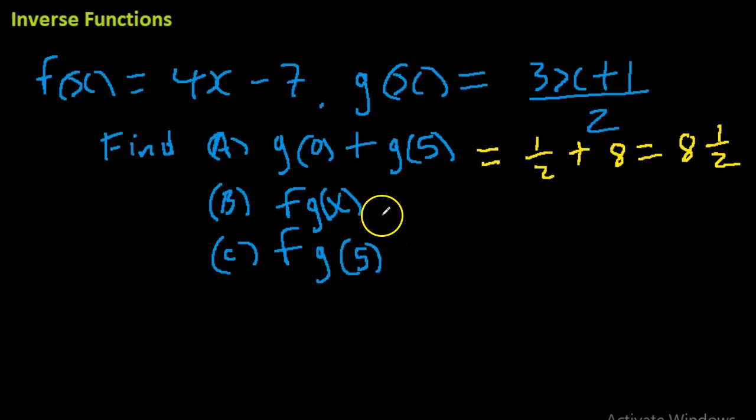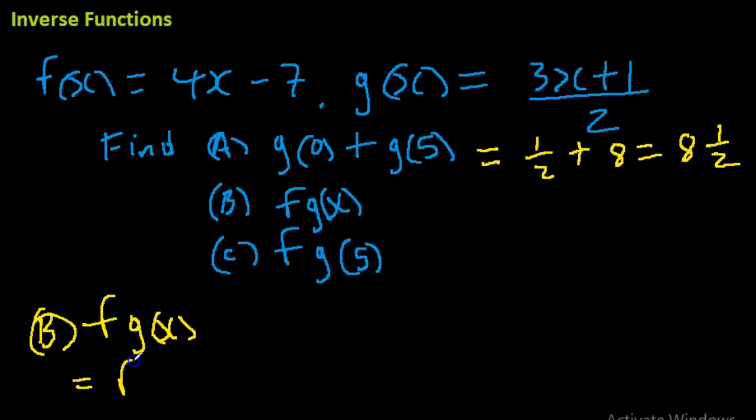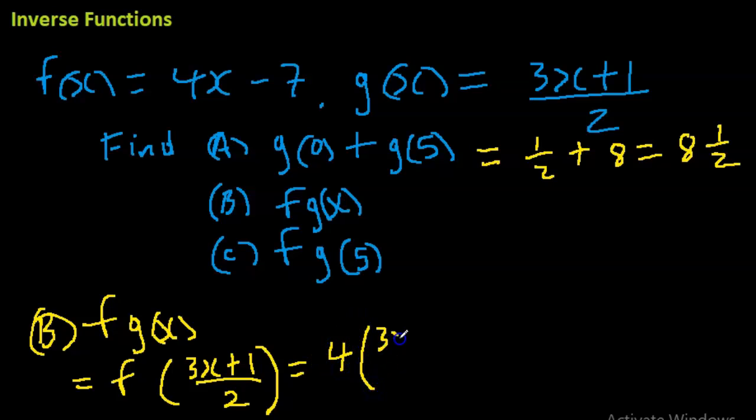Now fg of x. Let me do part B down here. fg of x means you put g into f. So what is g? G is 3x plus 1 over 2. So you put g into f, meaning in f, you're going to replace the x with whatever is in the bracket. So this becomes 4 times the bracket minus 7. And that's it.